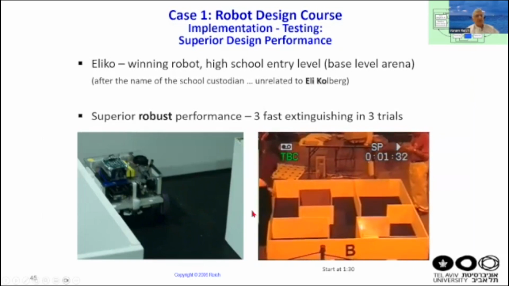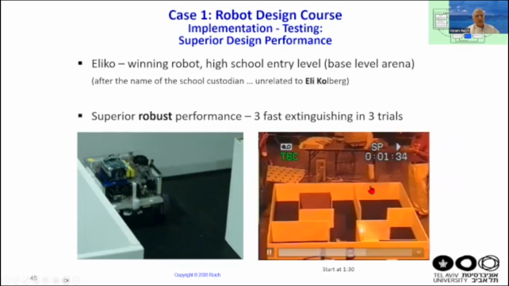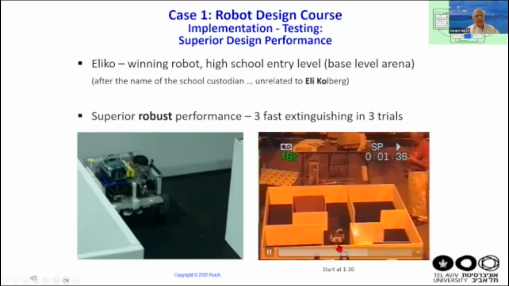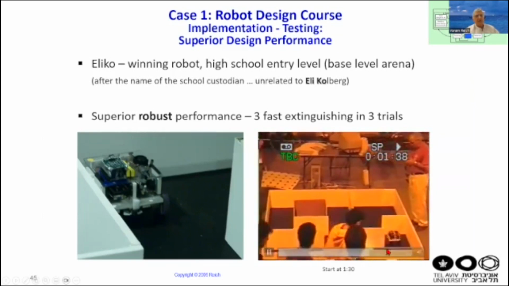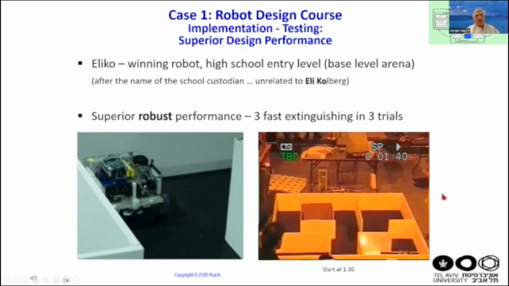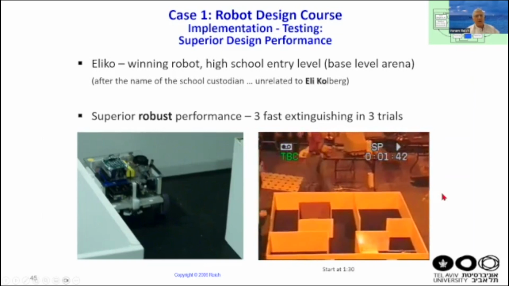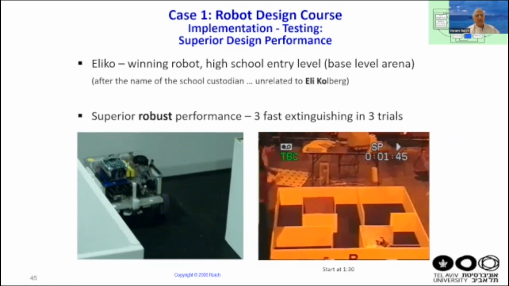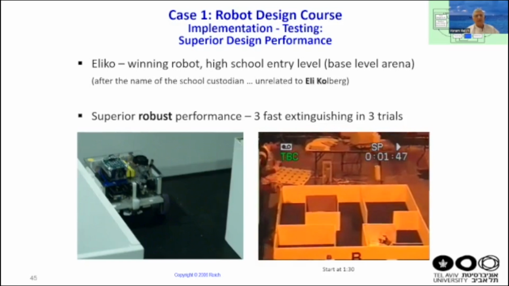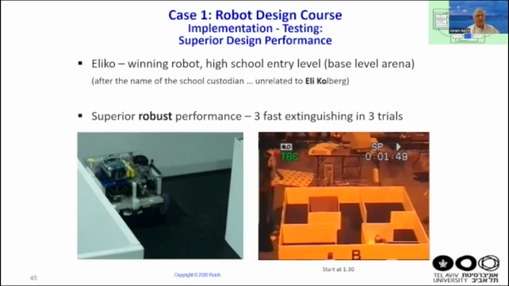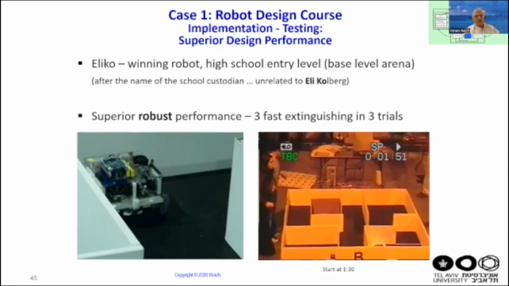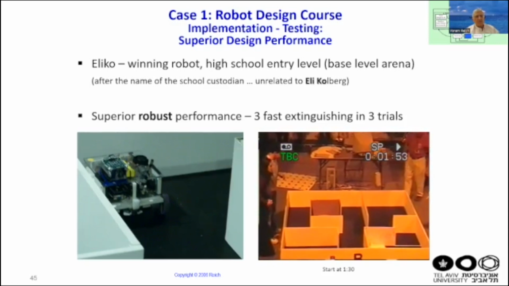This is the competition, and there is a candle. The robot does not know where the candle is. It finds it extremely difficult, and it gets close, then goes back. This is the robot that won first place.